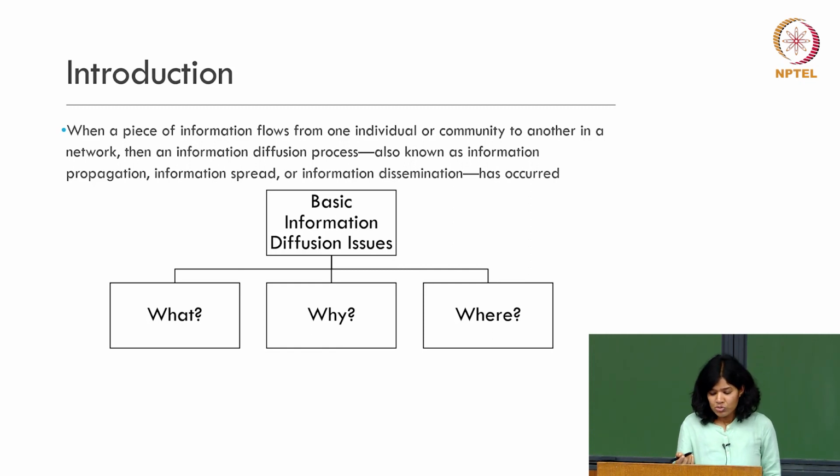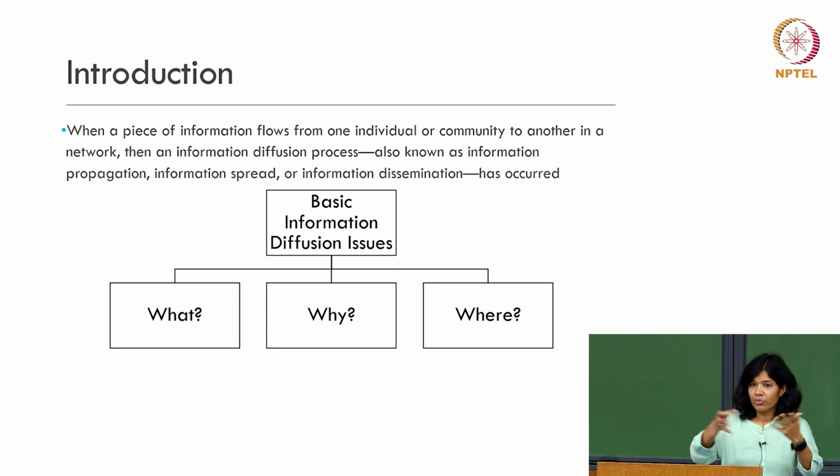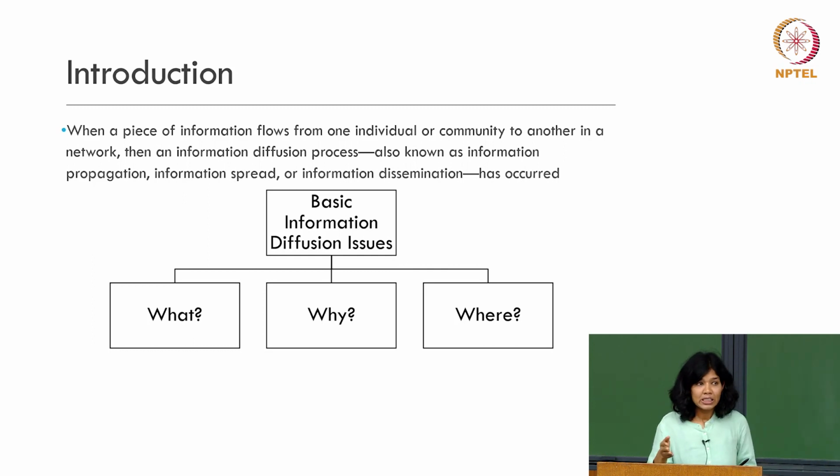So what is information? Basically, information flowing on the network. And what makes some information flow faster versus not? There are various factors: what are you posting, for why and where. A lot of these things will matter when information flows in the network.